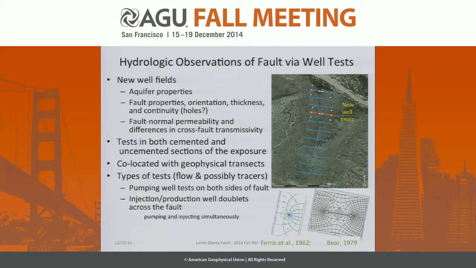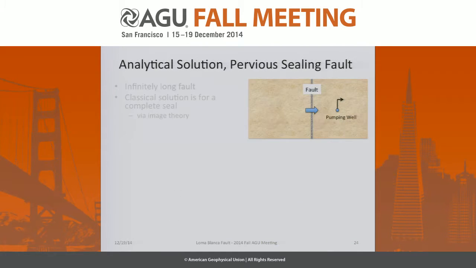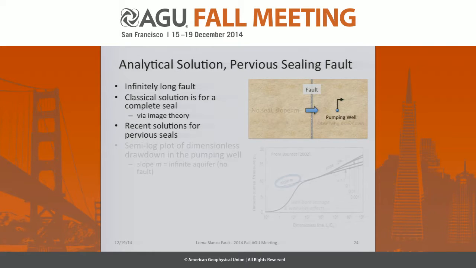We're going to look at a single well pump test on one side of the fault, then do another pump test on the other side, and we're going to look at pumping and injecting across the fault, all of which will tell us something about what's going on. So here's a sort of idea of what this might look like. Here's a fault with a pumping well nearby. We've had recent solutions for pervious seals. It's not just stuff you can do in a first-year course in groundwater hydrology.